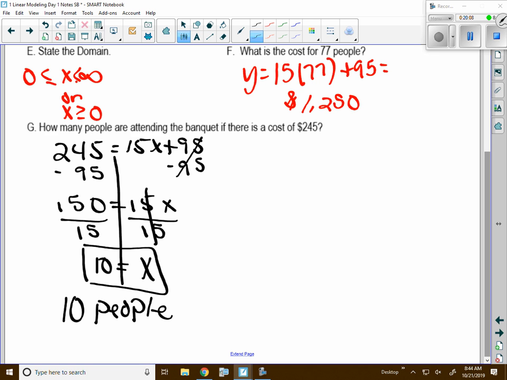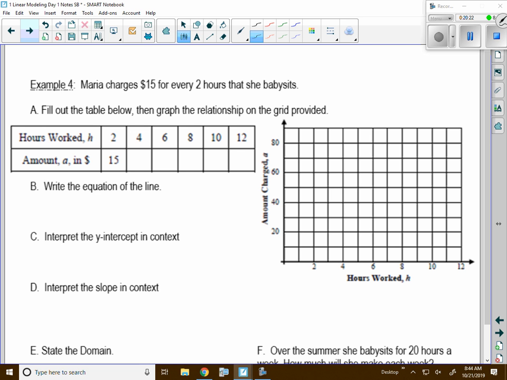Okay, these last two problems, part F and part G, those kind of questions are going to happen a lot. So make sure you're being aware of when we're plugging things in and where we're plugging them in at. All right, Maria charges $15 for every 2 hours she babysits. Fill out the following table below.